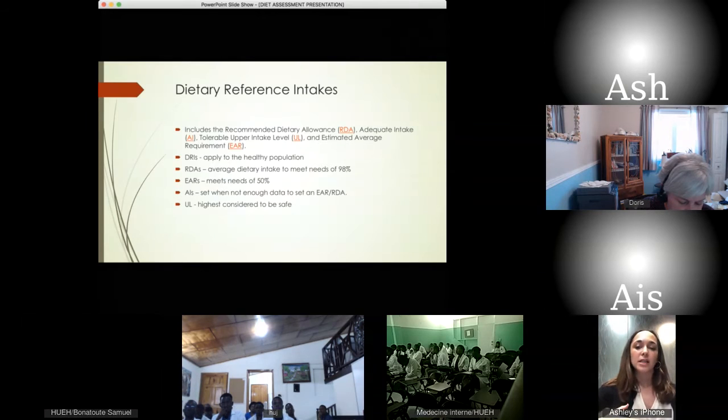So these reference intakes, also known as DRIs, they're nutrient reference values. They're determined by a committee of experts and scientists based on scientific evidence, putting out, for every nutrient and vitamin and mineral, how much people need.